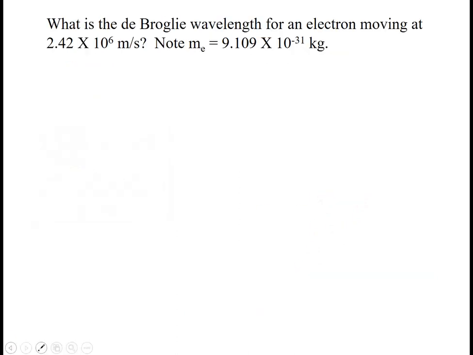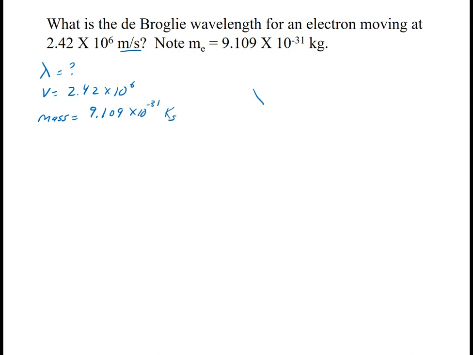So here's a problem. It wants to know what is the de Broglie wavelength for an electron moving at 2.42 times 10 to the 6 meters per second. So we want to know what the wavelength is. Meters per second is a unit of velocity, so my velocity is 2.42 times 10 to the 6th. And I would give this to you, the mass of the electron, so my mass is 9.109 times 10 to the minus 31 kilograms.